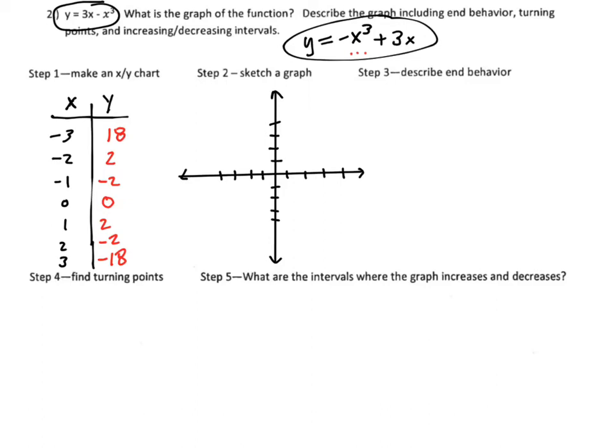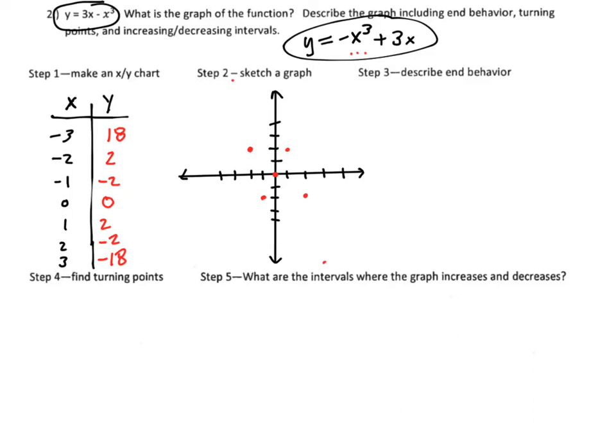So at negative 3, it's up at 18, too far to graph. I'm not going to graph it, it's too far up, but at negative 2, we're at 2, so that's good. And then at negative 1, we're at negative 2, so we're down here. At 0, 0, 1, 2, and then 2, negative 2, and then 3, 18. So we can just put a dot way up here so we know we're going there.